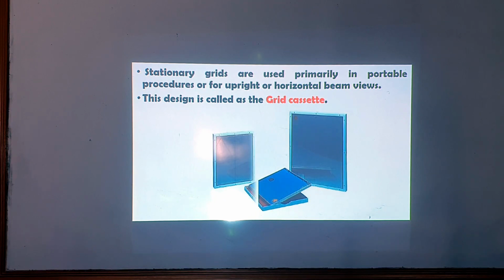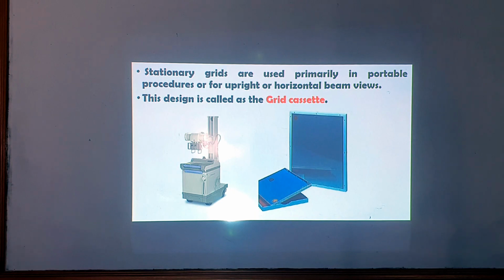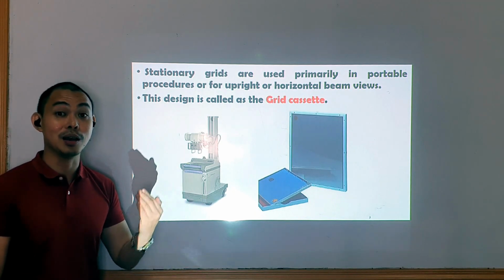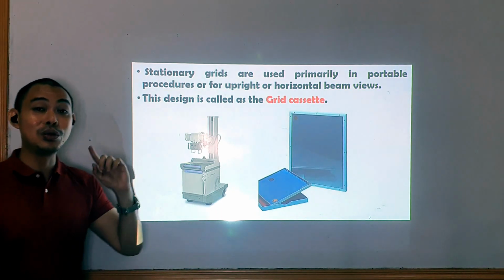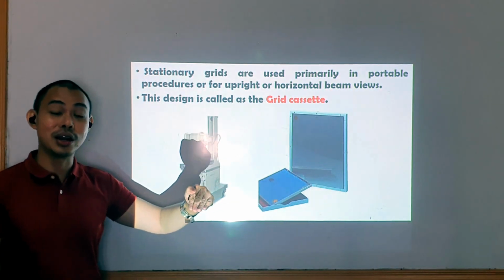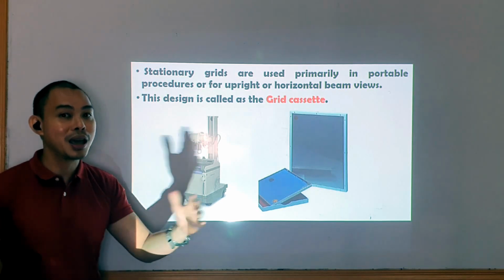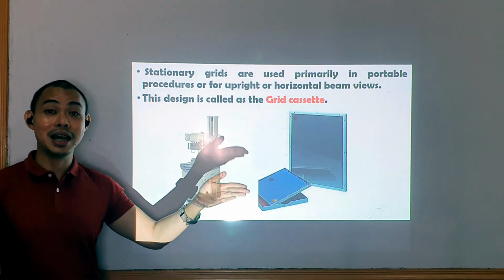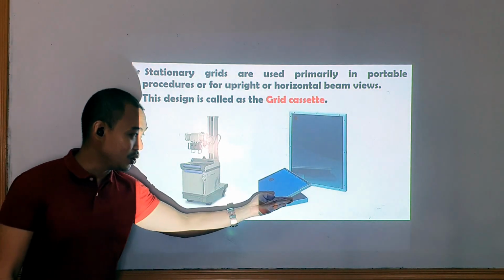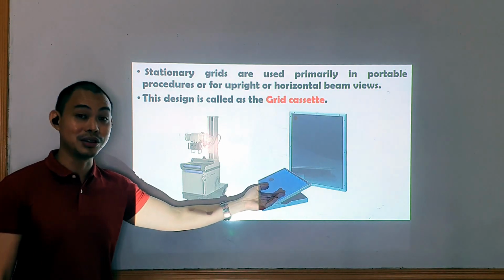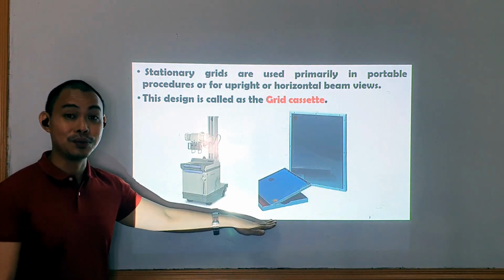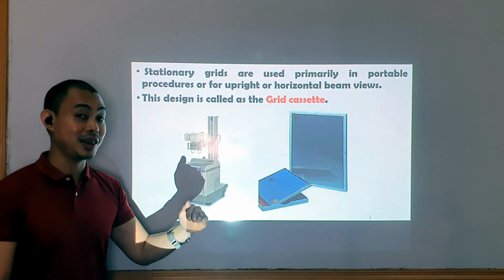What do you mean, sir, portable? Which means you're going to bring your portable X-ray machine to a certain area in the hospital. It could be the room of the patient, it could be the emergency room, and you are going to do the procedure there. Because remember, the grid is also mounted under your radiographic table. So you cannot bring the entire radiographic equipment there, right? So you have to bring something else. So that's your portable X-ray machine. And then you have your portable gridded cassette, or your grid cassette. And then you can perform the examination on that area.